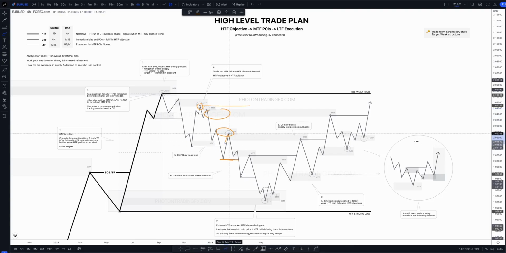So when price comes in, what do you do? Drop down to your lower time frame entry model. Look for it. Target the week low. Okay, take your profits, reset.